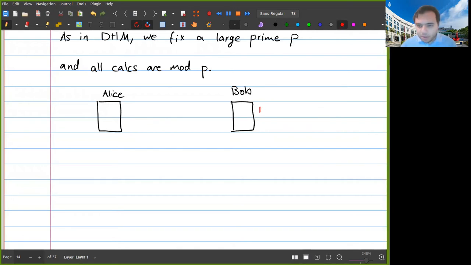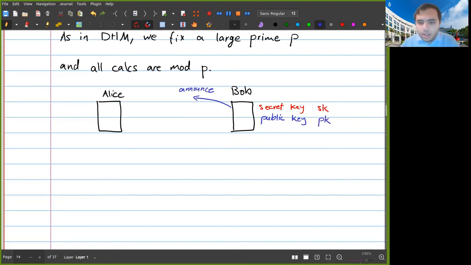So let me write it like this. I write the secrets with red again. So Bob creates a secret key, and he also creates a public key. And I write the public things in blue, and he basically announces the public key. So let's say that our secret key is SK and our public key is PK. So Bob announces PK on the network. And then he goes offline.